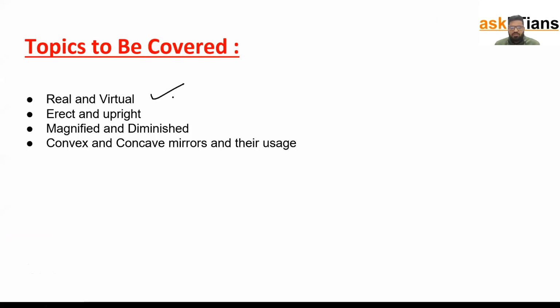Real and virtual images. What are real and virtual images? What is a direct upright image? What is a magnified and diminished image? We'll talk about concave and convex mirrors and their uses. I think we have got some basic idea already in the previous class about these terms. We will get into detail about these terms now.